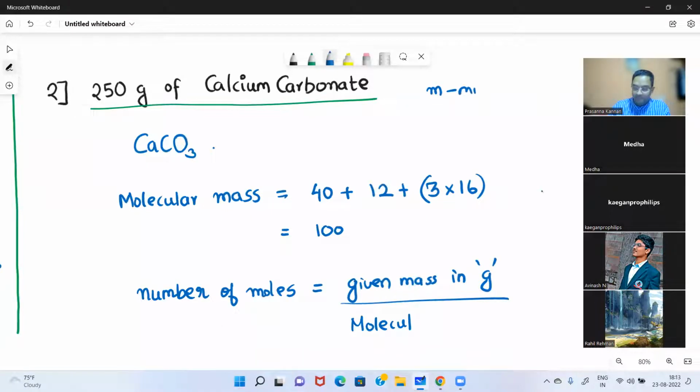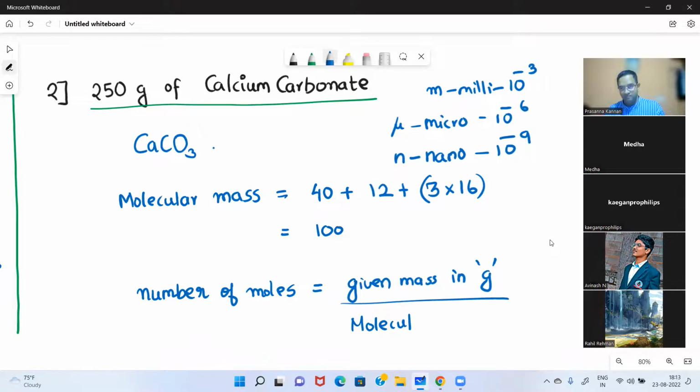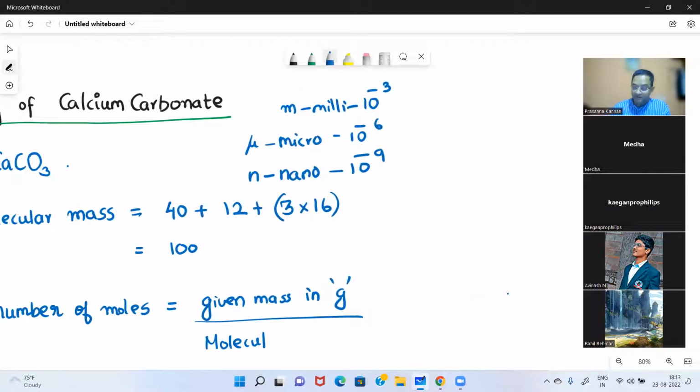Milli is 10 power minus 3. Micro is 10 power minus 6. Nano is 10 power minus 9. Like that we can have kilo. Kilo is 10 power 3. Capital M, you can call it mega or million, it is 10 power 6.